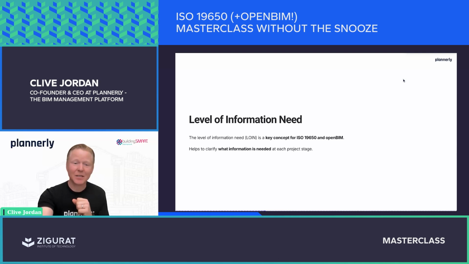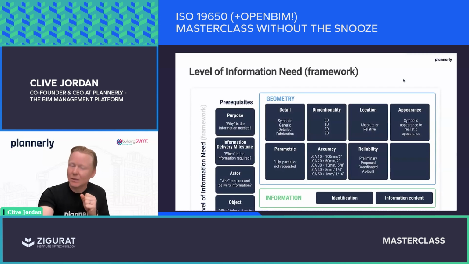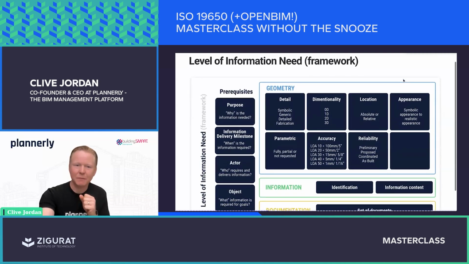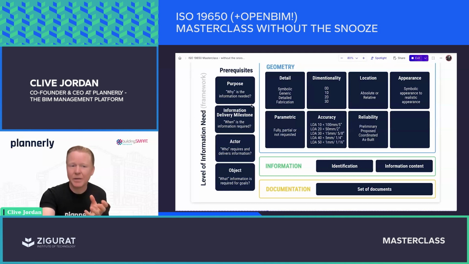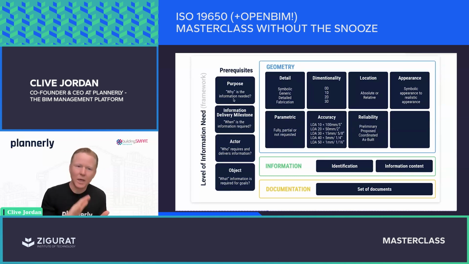Level of information need is a concept that says, in a really clear way, this is how I can describe my requirements, the purpose for those requirements, and describe them in a way that somebody else can truly understand and deliver on. What does it look like? Well, it's a framework that includes the geometry, information, and documentation. So 3 main key areas, but it also says, why do I need the information?